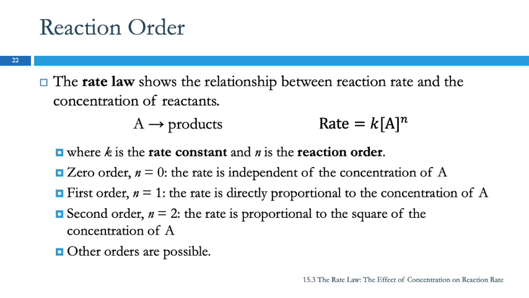So there are three orders that we will learn about. Other orders are possible. A zero order reaction, n equals 0. And so when n equals 0, we just get the rate is equal to k, a rate constant, because anything raised to the 0 power is 1. So the rate then is independent of the concentration of that reactant. In a first order reaction, n equals 1, and then the rate is directly proportional to the concentration.